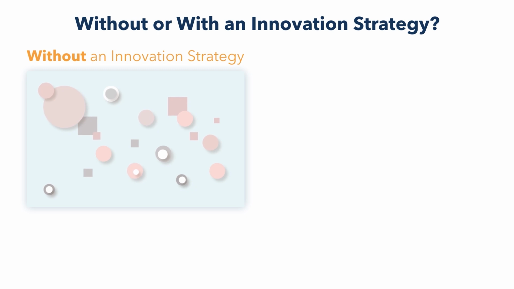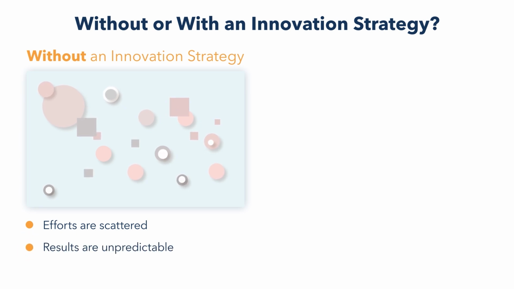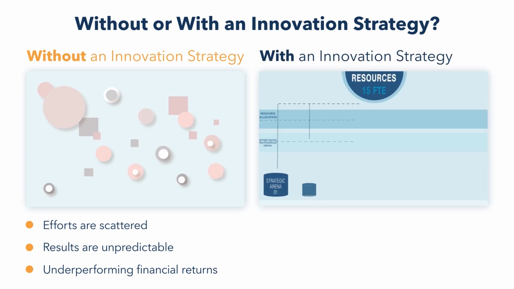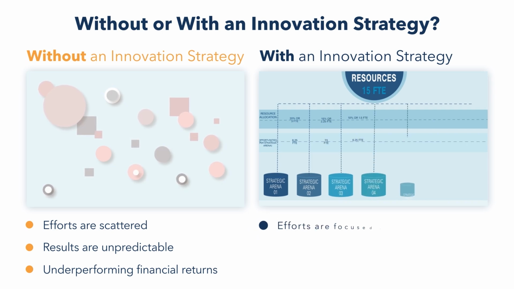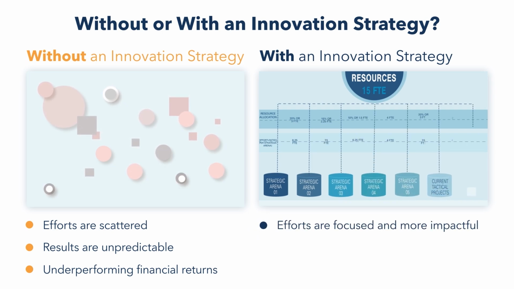Without an innovation strategy, the innovation efforts are very likely to be scattered. Year after year, results can become unpredictable because of the lack of consistency between innovation launches. And ultimately, overall financial returns will underperform. On the other hand, with a clear innovation strategy, an organization can clearly define where it wants to focus its innovation efforts. It will likely result in a significant impact on sustained innovation and coherence across innovation launches.